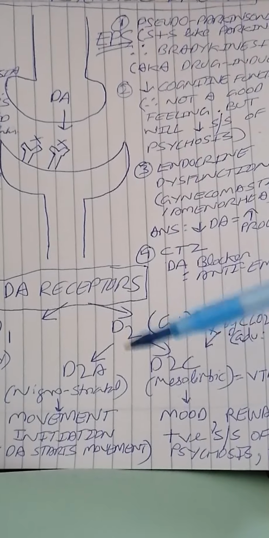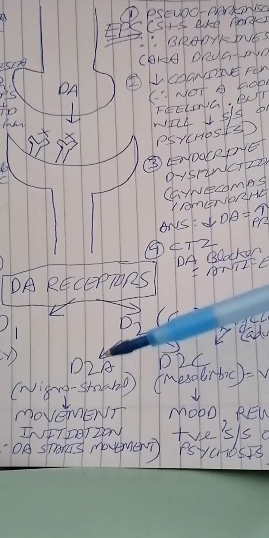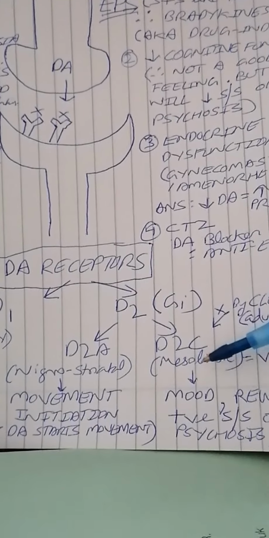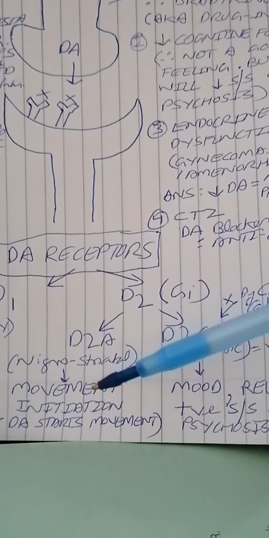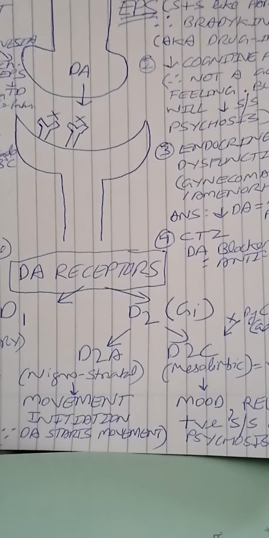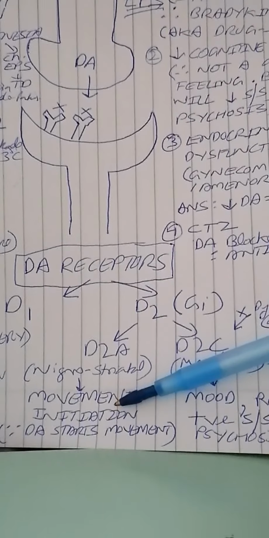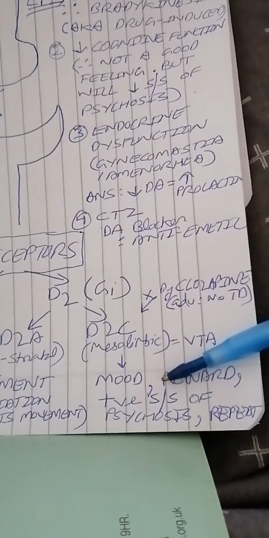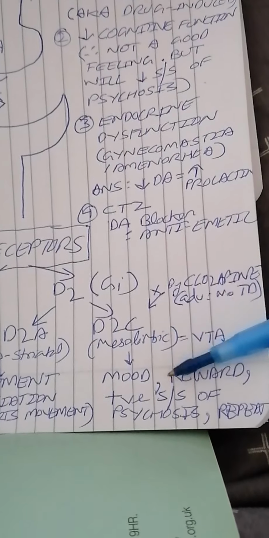As I have talked about in another video, what is mesolimbic and what is nigrostriatal: D2A is found in your nigrostriatal pathway, which is for movement initiation, and mesolimbic is for your cognitive mood. So D2C receptors are found in your mesolimbic system. If you block D2A through these antipsychotic drugs, then you will have movement problems. And if you block D2C, then you will have mood problems, like depression, because normally D2C mesolimbic dopamine helps you in reward feeling.